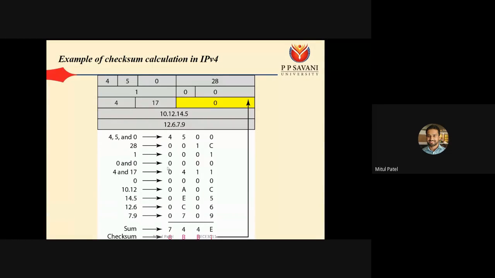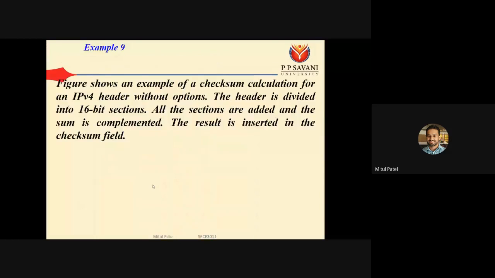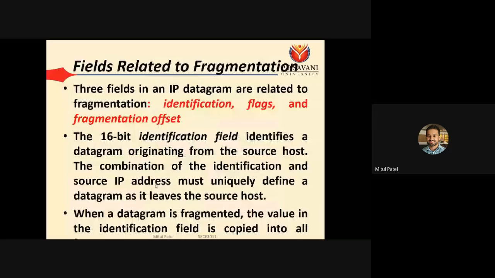4 and 17 will give you 0411. The 0 will give you 0000. 10.12 will give you 0A0C, and 14.5 will give you 0E05. 12.6 gives 0C06, and 7.9 is 0709. And finally, whatever sum comes, you have to perform the complement, and that will give you the checksum. That checksum value is added in the checksum part and that data is going to be transmitted.